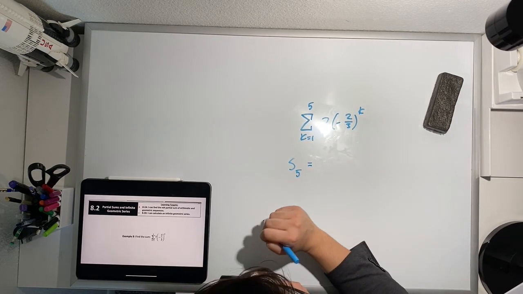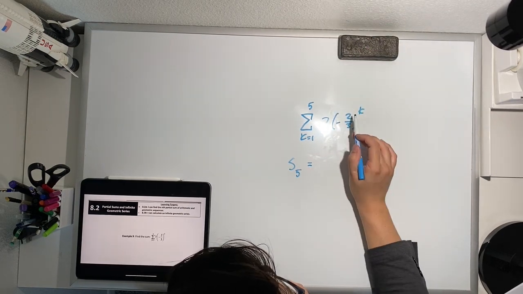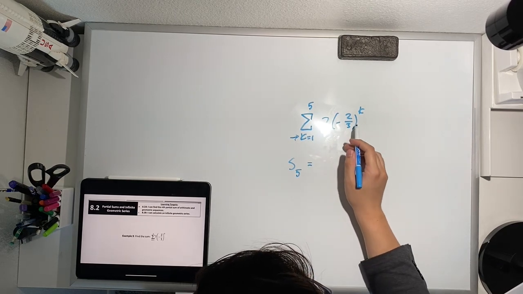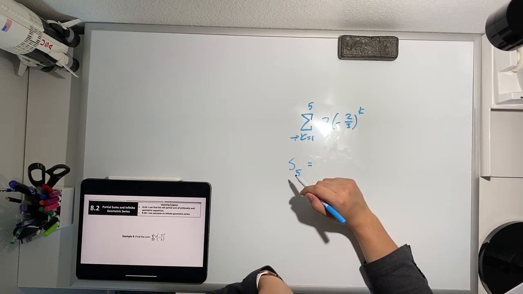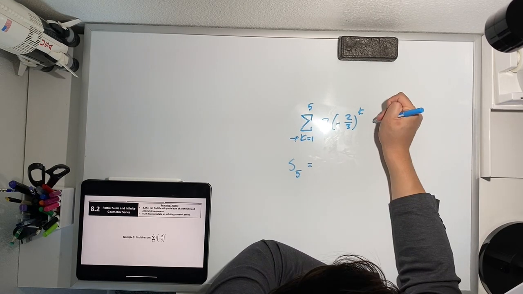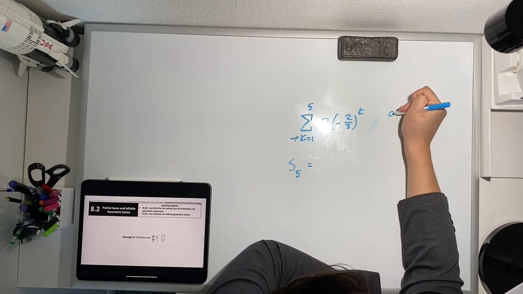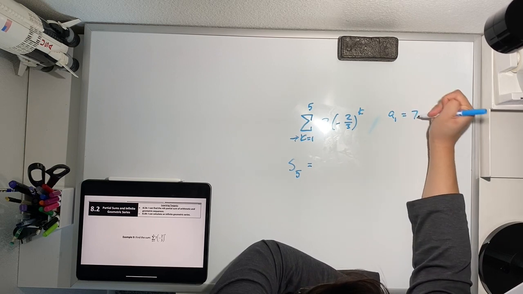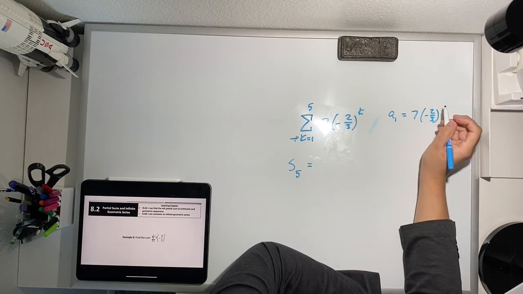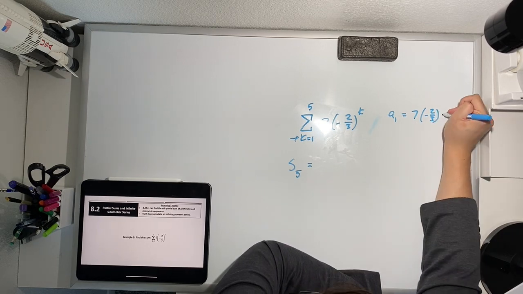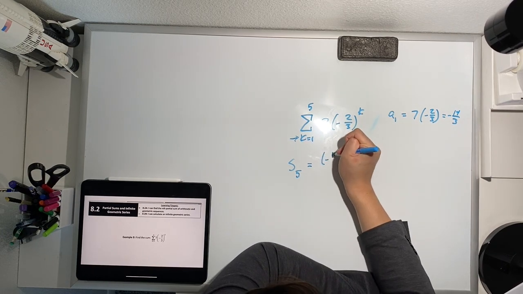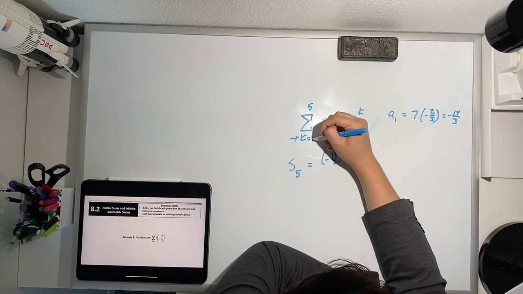We need the first term. The first term happens wherever we're starting. So the first term is going to be when k equals 1. Okay. Now, k equals 1. If k equals 1, then we have 7 times negative 2/3. 7 times negative 2/3 is negative 14 over 3. So that's our first term here. And it's just given by whatever that is.